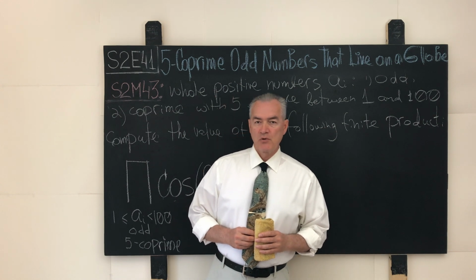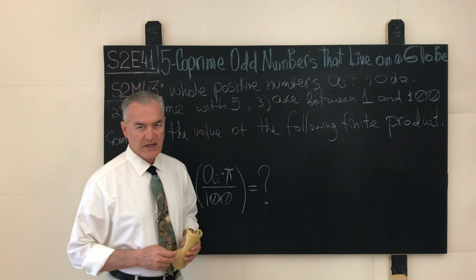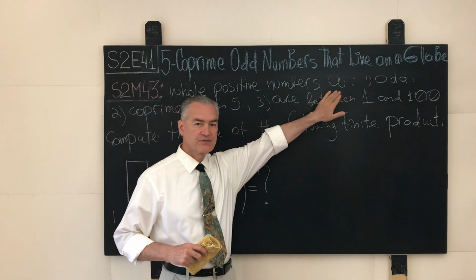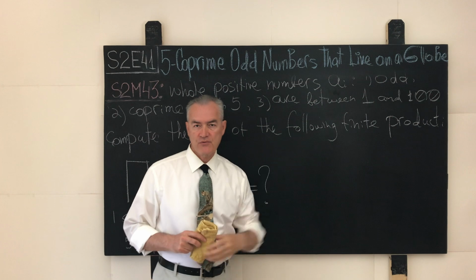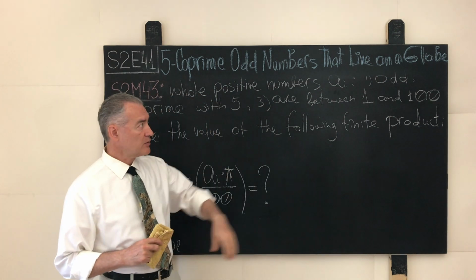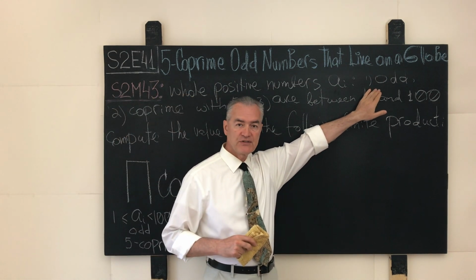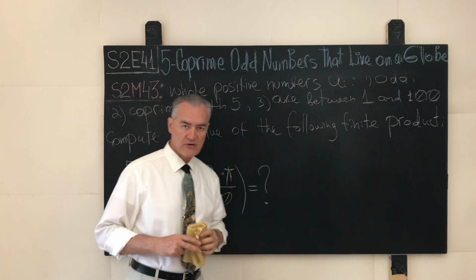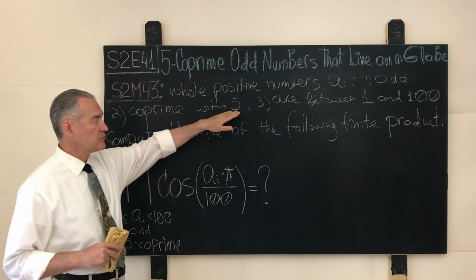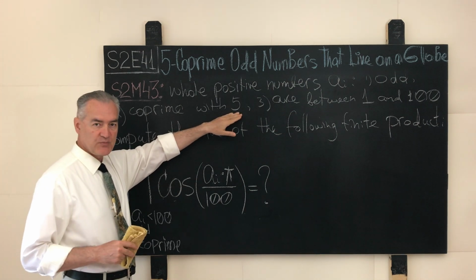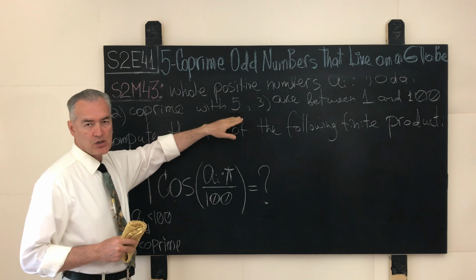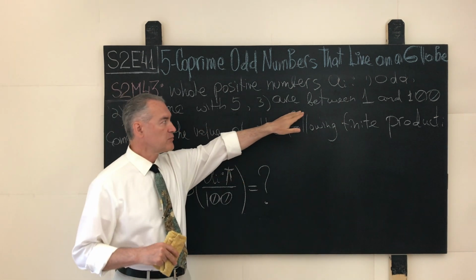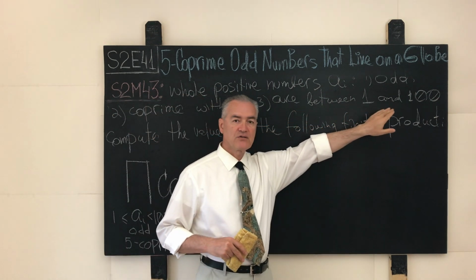In the mathematical problem S2E41, we're given a set of whole positive numbers designated as a_i with the following three properties. All such numbers are odd, which means that all these numbers are missing the prime factor of 2 in their prime factorization. All such numbers are coprime with 5, which means that all these numbers are missing the prime 5 in their prime factorization. And all these numbers vary between 1 and 100.